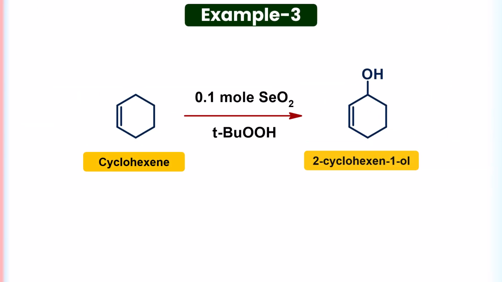This is an example of allylic oxidation. Cyclohexene is oxidized to 2-cyclohexen-1-ol, an allylic alcohol, in the presence of catalytic amounts of selenium dioxide and tertiary butyl hydroperoxide. In this reaction, one of the allylic methylene groups of cyclohexene is selectively oxidized to an alcohol. The tertiary butyl hydroperoxide reoxidizes the reduced selenium species back to selenium dioxide.